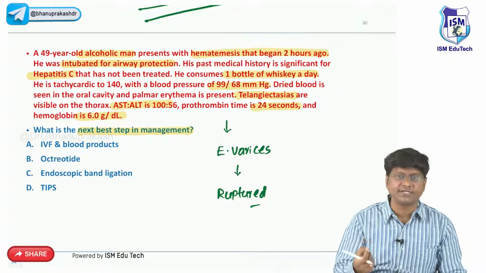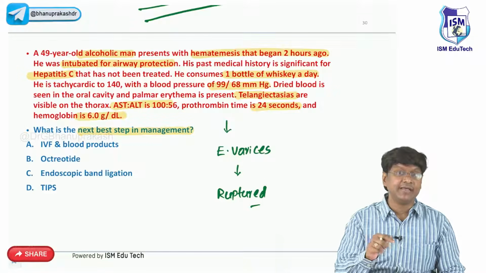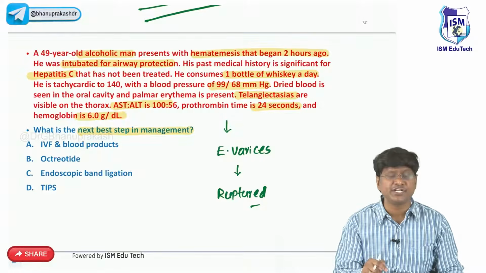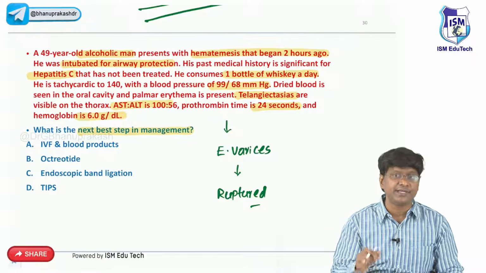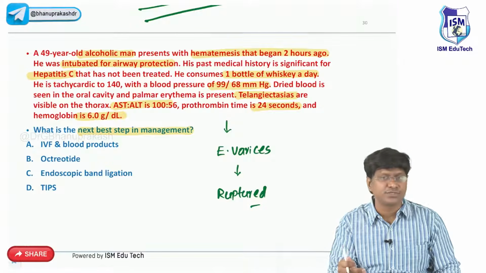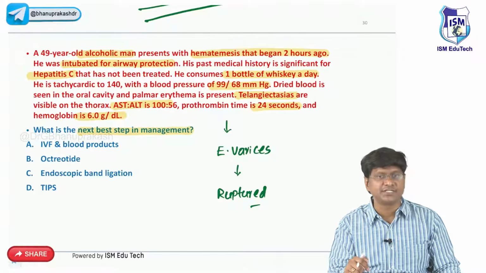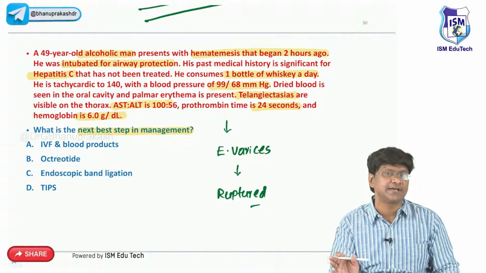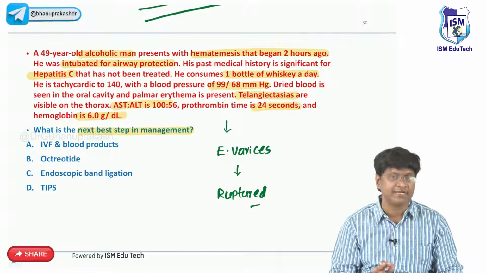How can you tell that the patient has developed esophageal varices? He has a significant hepatitis C infection, and the other important point is that he is a chronic alcoholic. So he has developed cirrhosis of liver, and secondary to cirrhosis, the patient has developed portal hypertension, and secondary to portal hypertension, the patient has developed what? Esophageal varices which have ruptured, causing hematemesis.